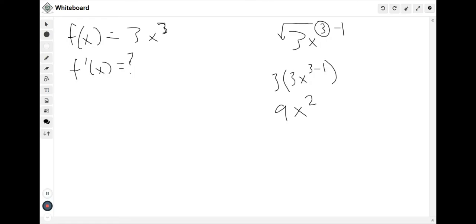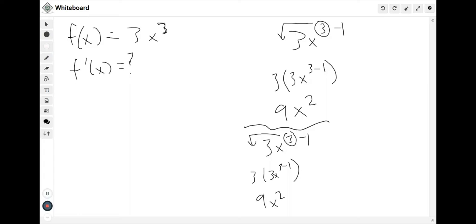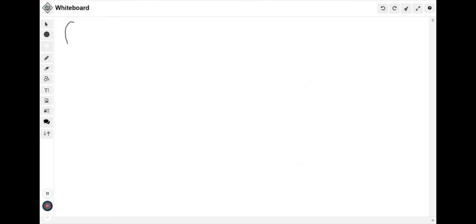Let's try that one more time. We're going to use the power rule, which means we find our exponent, move it to the front, and subtract 1. So we have 3 times 3x to the 3 minus 1, which is the same thing as 9x squared. Super simple, right?